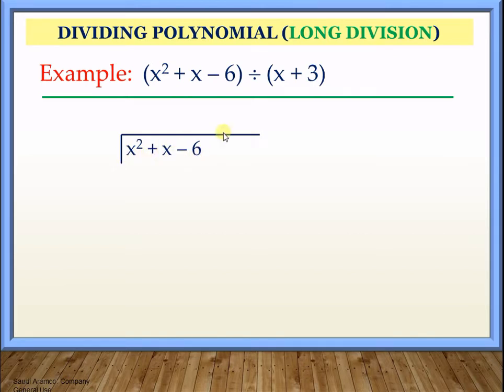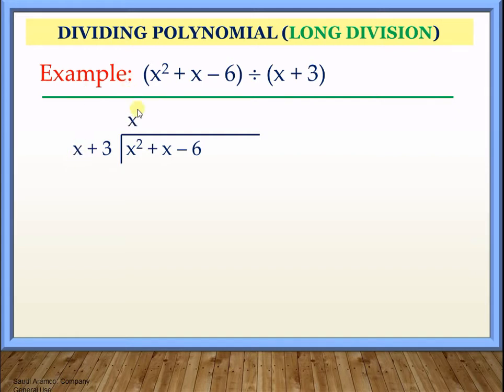Now let's put all our given here. Take a look closely. The process is simple. All we have to do is always focus first on the leading term in each expression. So I have a leading term here, x squared, and here x is the leading term. So what we're going to do is just divide them. So x squared divided by x will give us x.